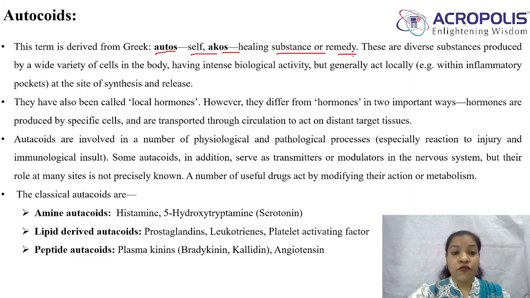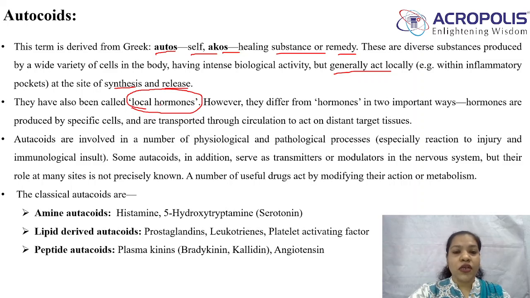There are a wide variety of autocoids present in the body, which generally act locally on the particular site where they are synthesized and where they are released. The autocoids are also known as local hormones.